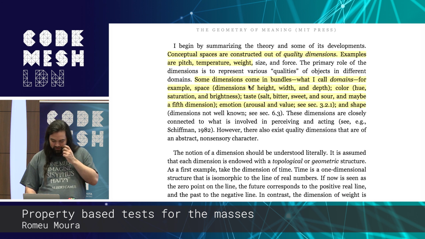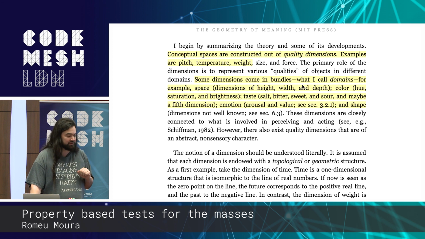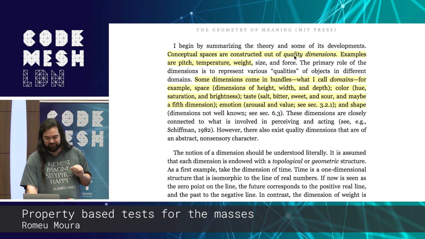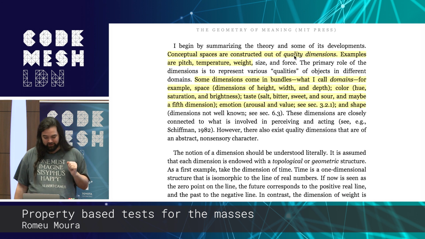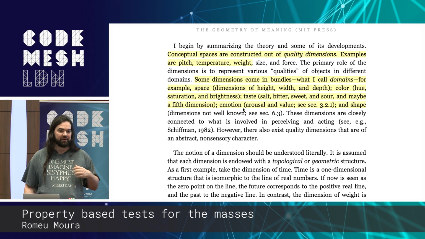So he talked about quality dimensions, about domains, about properties. He says quality dimensions are things like pitch, temperature, weight, right? A domain within a quality dimension is like space, height, width, depth, or color, or saturation, or taste, or emotions, right? A domain is a large thing that encompasses all this. I'm trying to be quick about the theoretics here, but if you have questions about this, interrupt me.